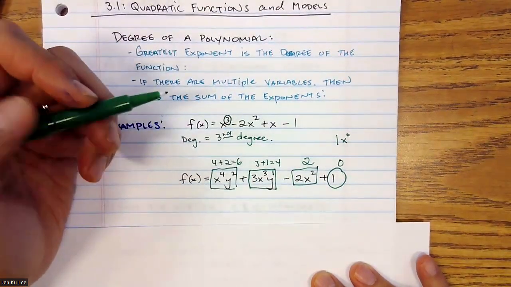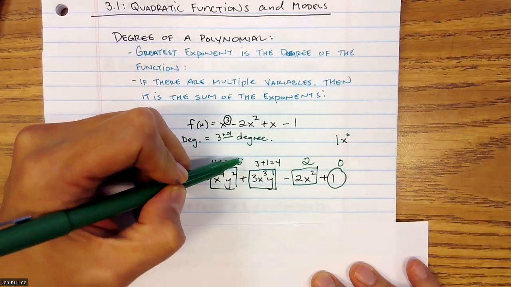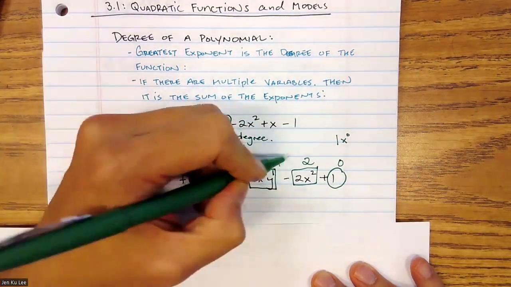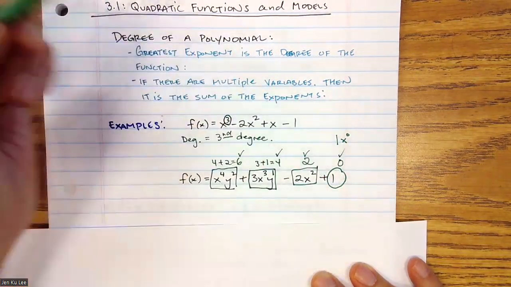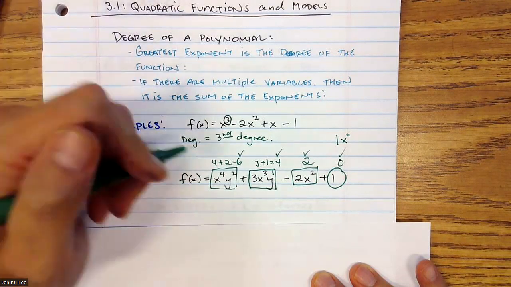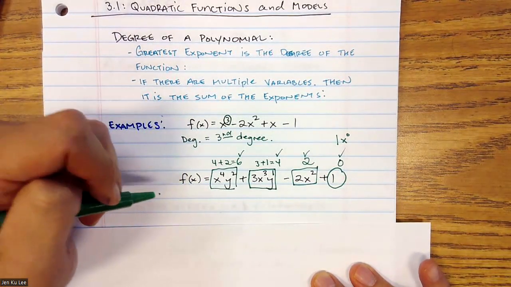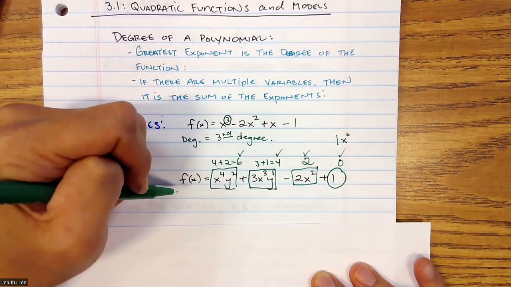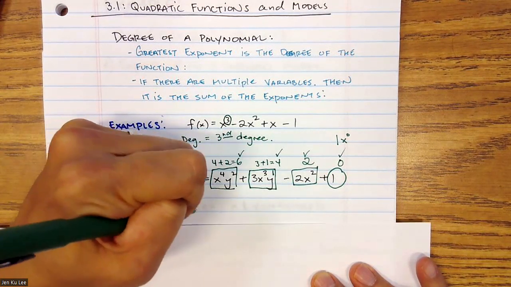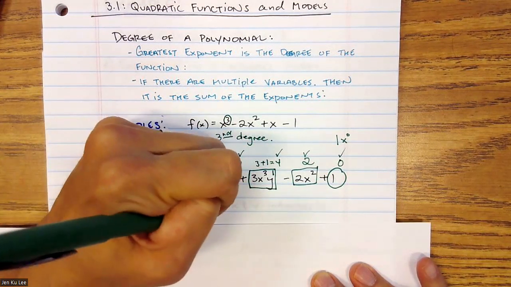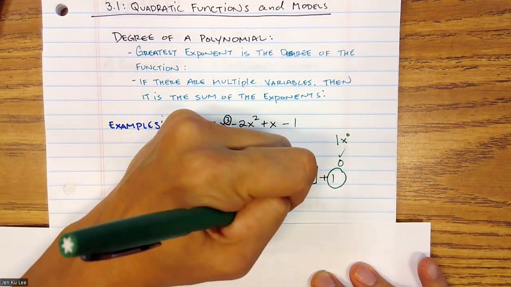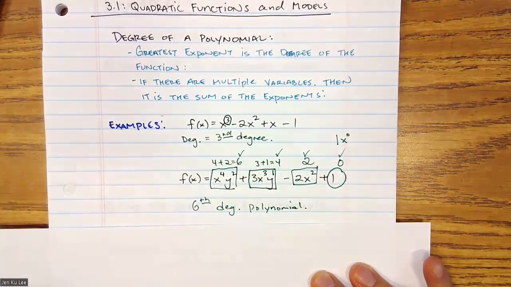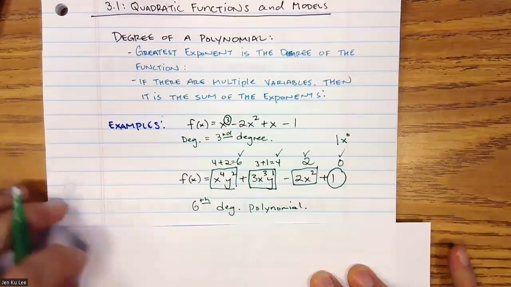So if you analyze this, this monomial degree is 6, this monomial degree is 4, this monomial degree is 2, and this monomial degree is 0. So the highest, or the greatest exponent or the greatest sum, is 6. So this is a 6th degree polynomial. We're just classifying it as a 6th degree polynomial.